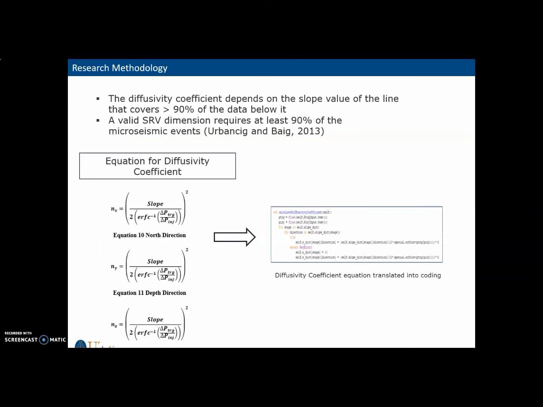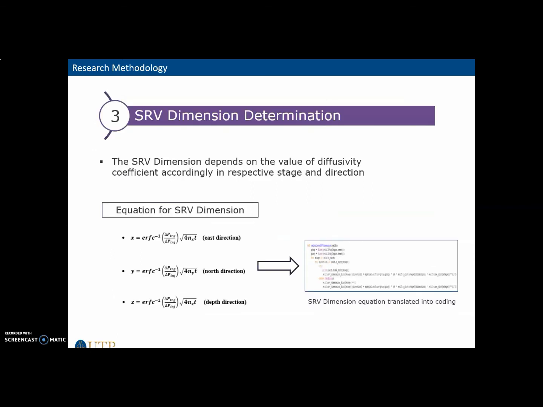Rearranging the SRV dimension equation gives the equation to determine the diffusivity coefficient in all three different directions, which are X, Y, Z, or north, east, and depth direction. These equations are then translated into coding language into the software as the following. The software will run the calculation based on the coded equations once the software has found the best line slope of each hydraulic fracturing stage for every direction that is needed for the calculation.